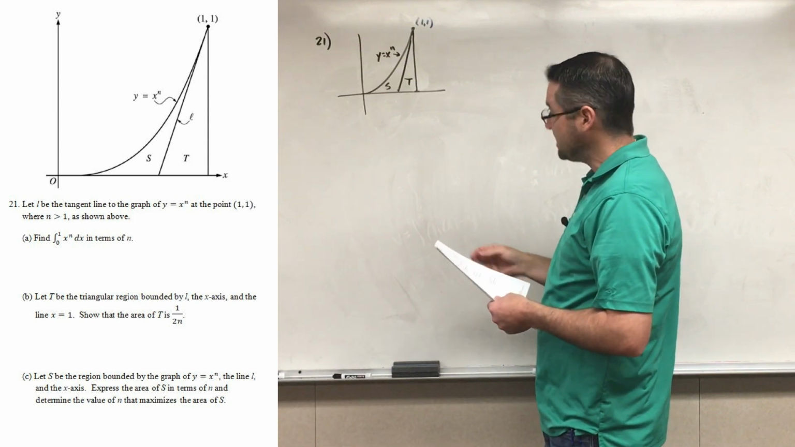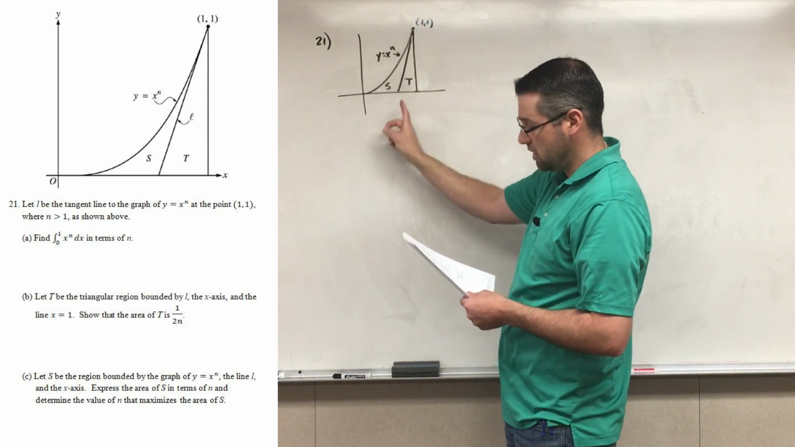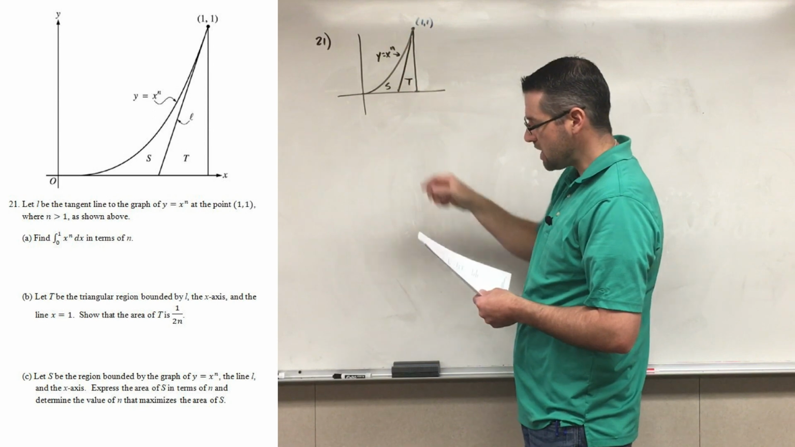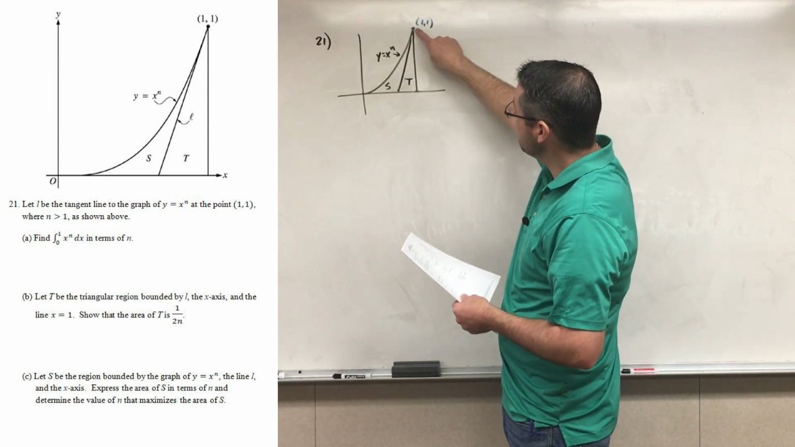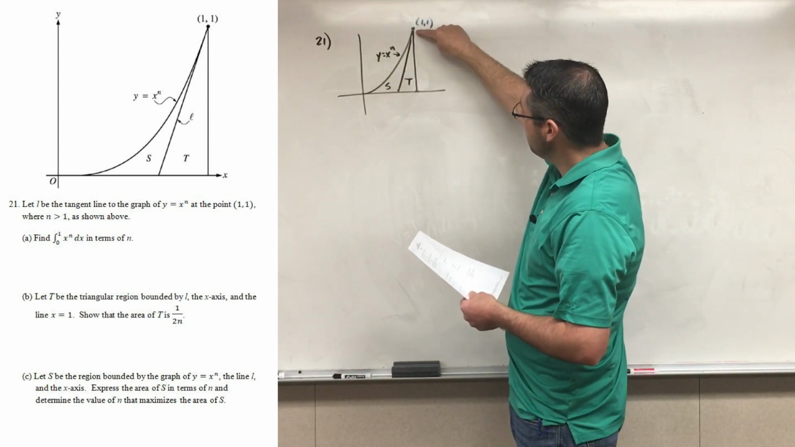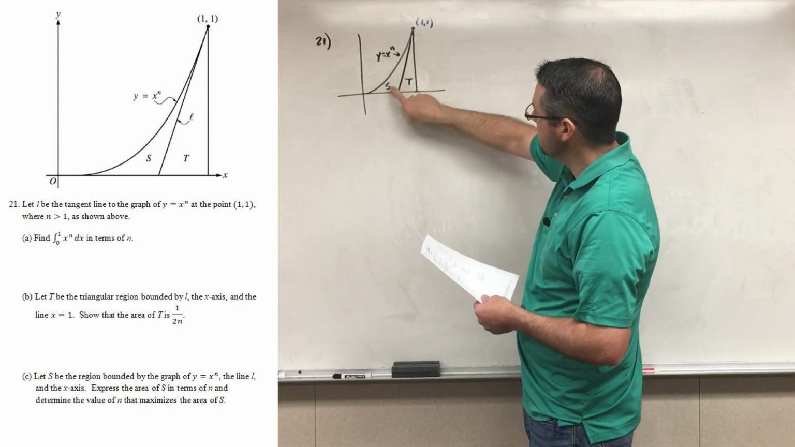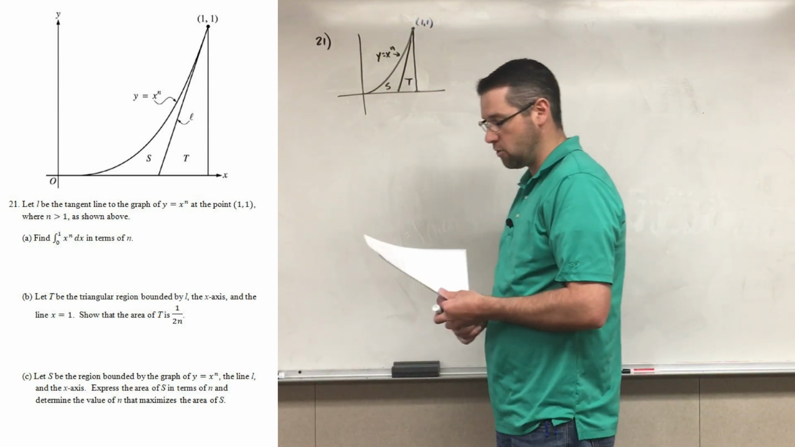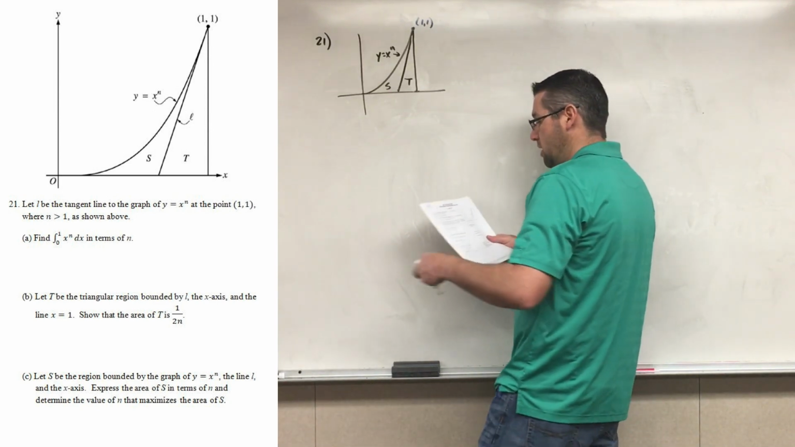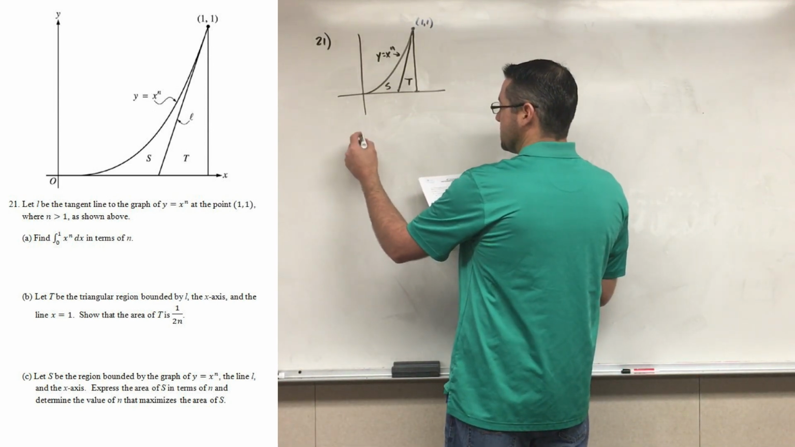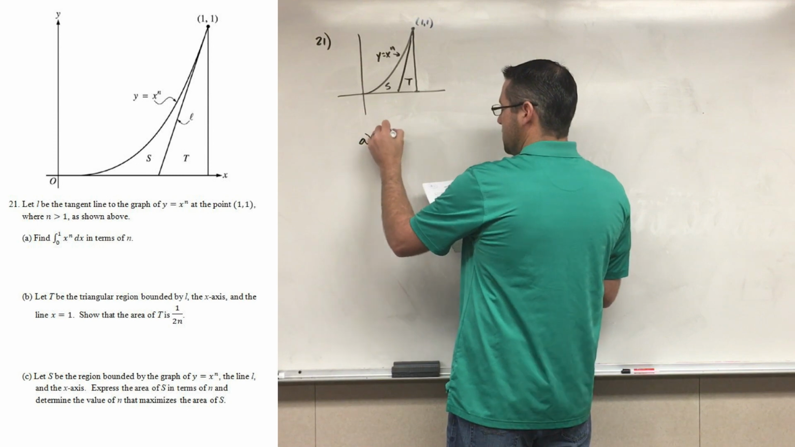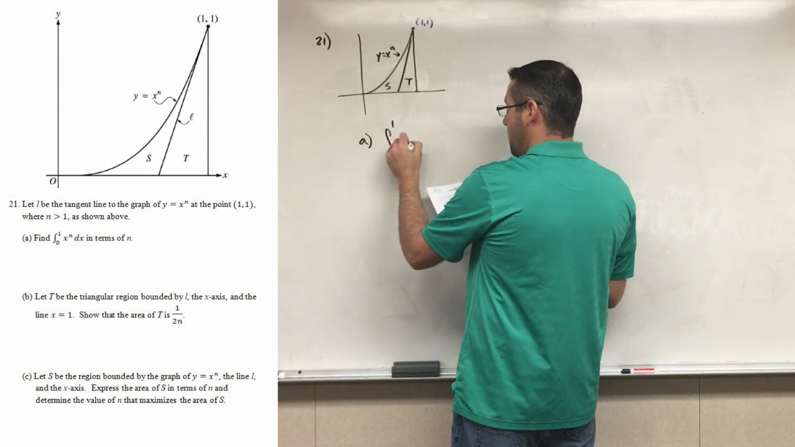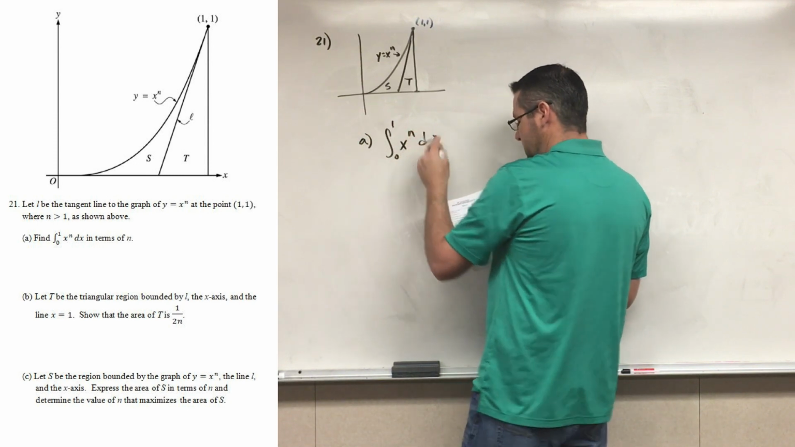And then we have a tangent line L, it says. And then we have the point of tangency, which is (1, 1). And then they drew the vertical line here. So we have region S and region T. For part A, it says find the integral from 0 to 1 of x to the n dx. Okay, so the integral from 0 to 1 of x to the n dx.